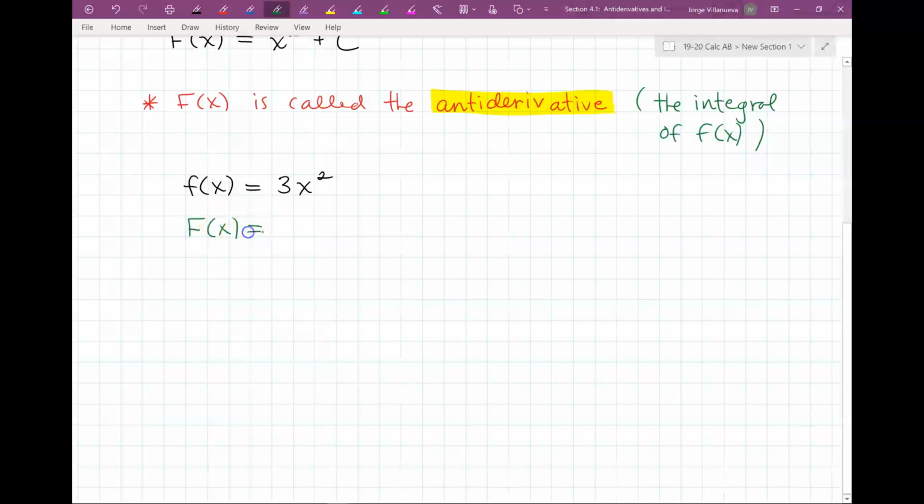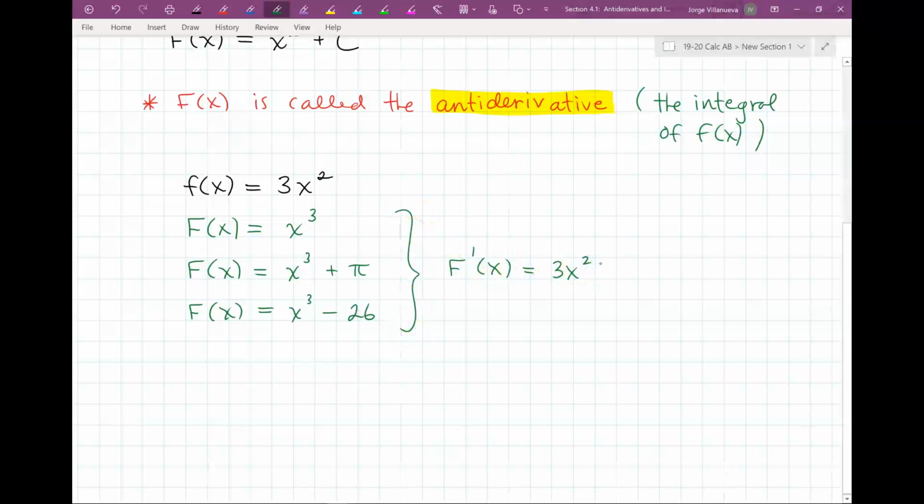X cubed, right? Now, by the way, they're not all this easy, but if you think about it, if you have x cubed and you take its derivative, you get 3x squared, right? But again, you could also write x cubed plus pi. You could also write x cubed minus, I don't know, 26. All of these have a derivative of 3x squared, right? So that means that the integral of lowercase f of x, so big F of x, would be x cubed plus c.